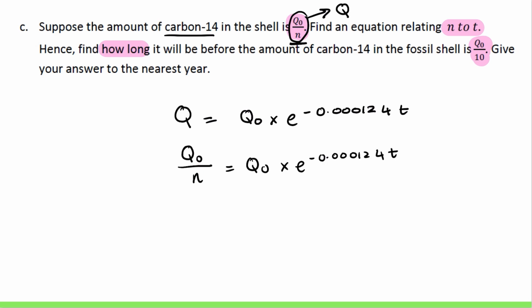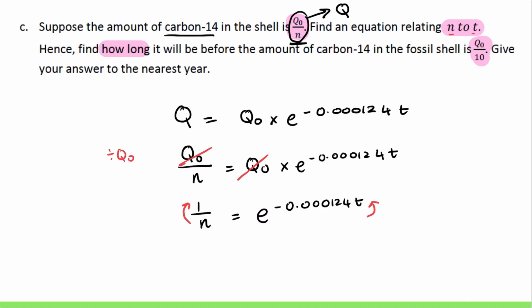Okay, so we've now managed to get the N into the equation, which is what we want because we want a relationship between N and t. What we don't want to see is any Q0s, but that's really convenient because there's a Q0 on both sides. So all we have to do is divide both sides by Q0. That will knock that off. So we'll end up with 1 on N is equal to e to the power of negative 0.000124 t. Technically this is correct, right? It is an equation relating N to t, but we just want to give it in the nicest way possible, where I'm just going to flip it up.